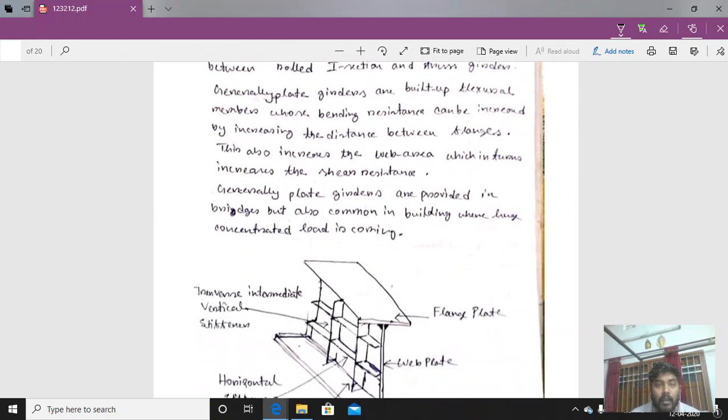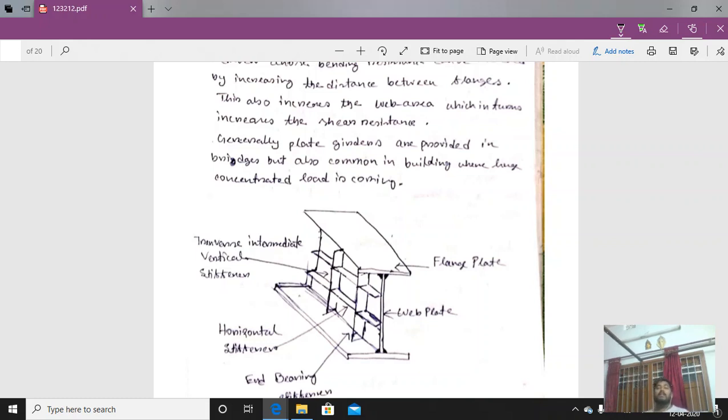In the example, if we see, this is a plate girder, where this is a separate flange plate, and this is a separate web plate. Flange plate and web plate are separate from each other. In the rolled I section, if this is flange and this is web, they are connected to each other. That is a rolled section.